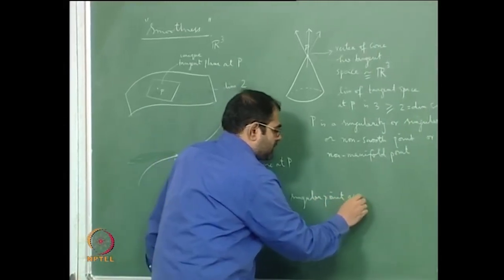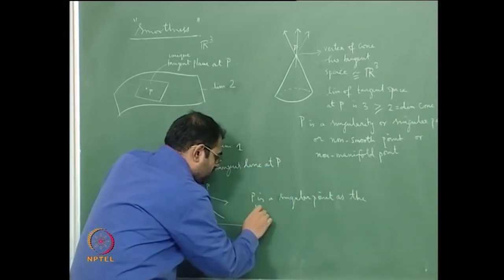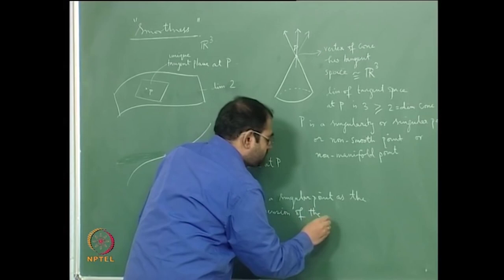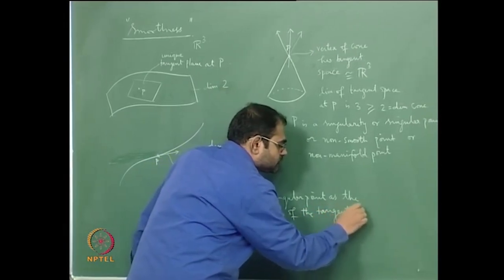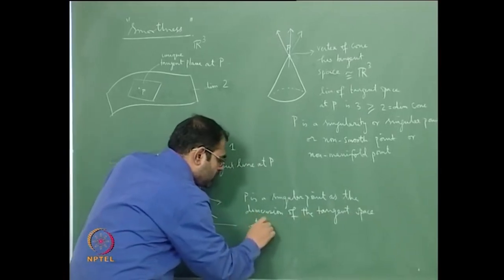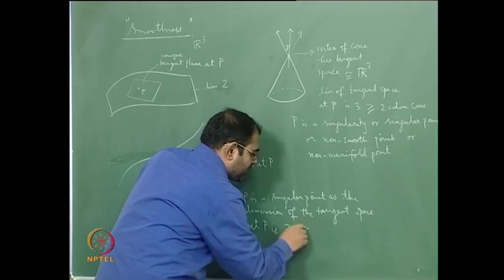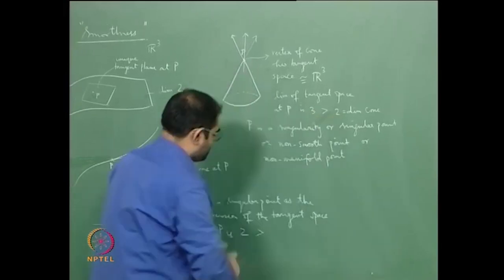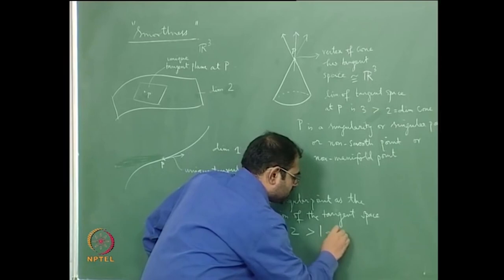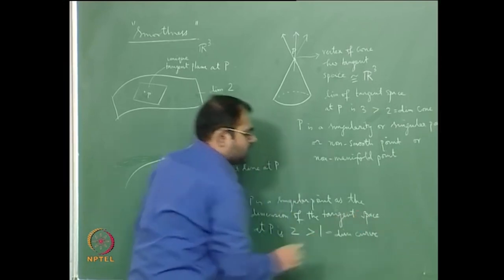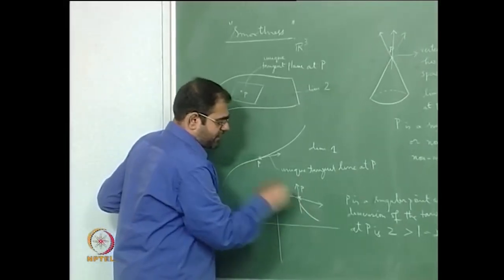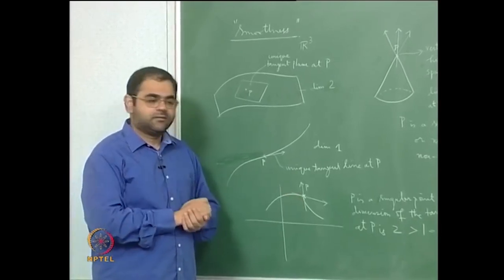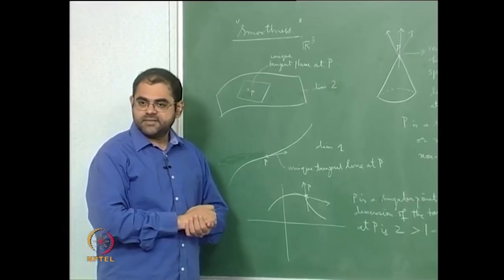as the dimension of the tangent space at the point P is 2, which is strictly greater than... so here also I should not put greater than or equal to, in fact I should put strictly greater than, 3 is strictly greater than 2. And here it is 2 is strictly greater than 1, which is the dimension of the curve. This is the curve on which the point is lying. The curve is one dimensional, but the tangent space at that point is two dimensional, where the tangent space dimension exceeds the dimension. These are the singular points.